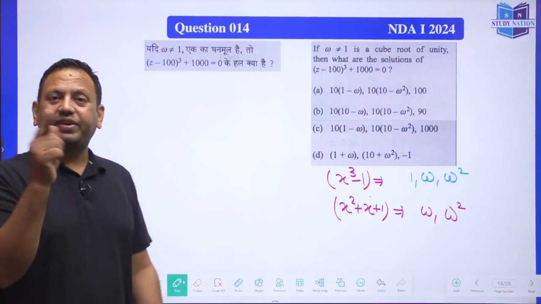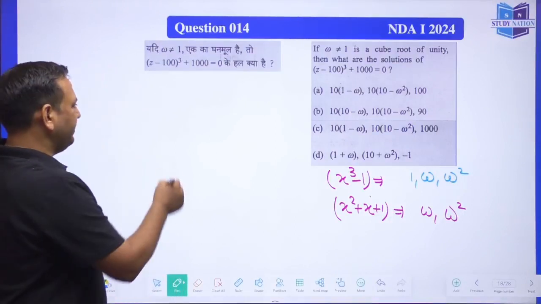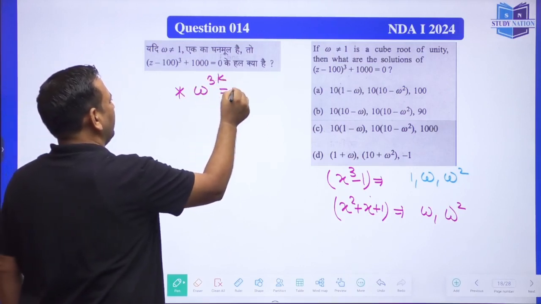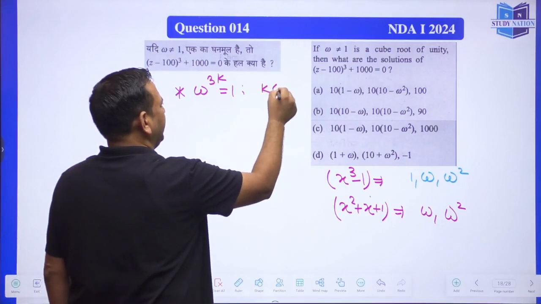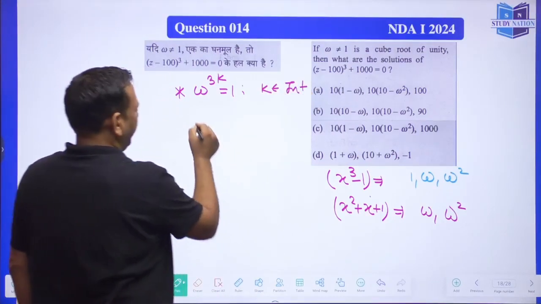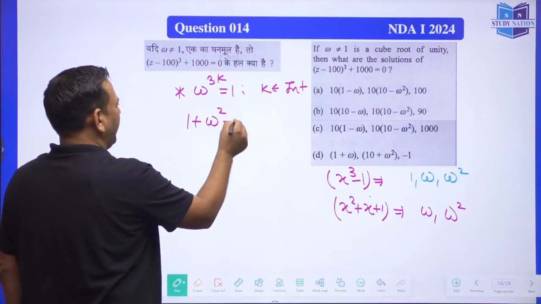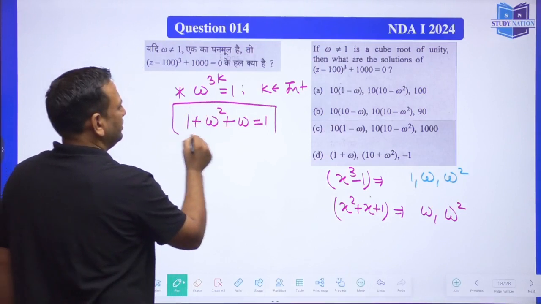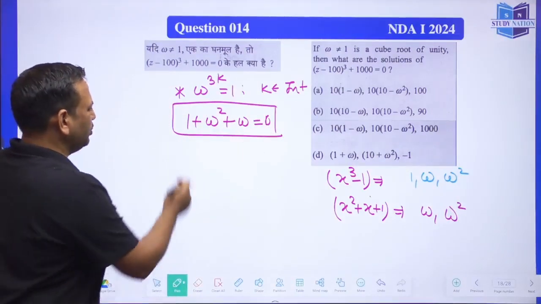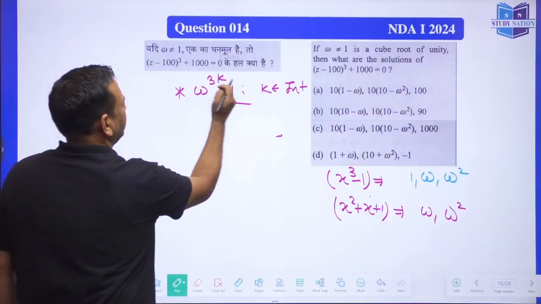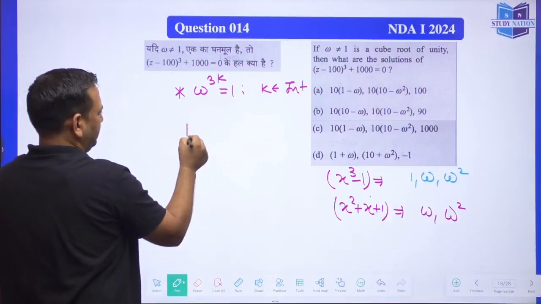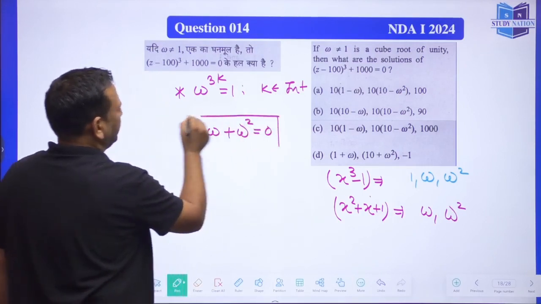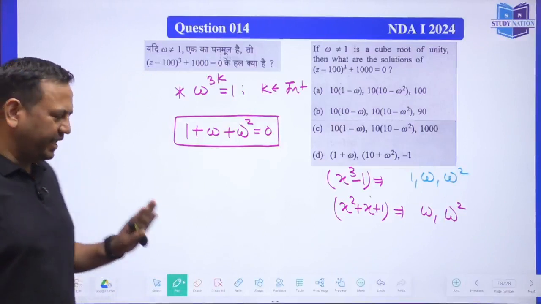Whenever omega and omega square are given, the first thing you should keep in mind is that omega raised to power 3k is always 1, where k is any integer, and 1 plus omega plus omega square is equal to 0. So these are the two basic concepts you should remember.